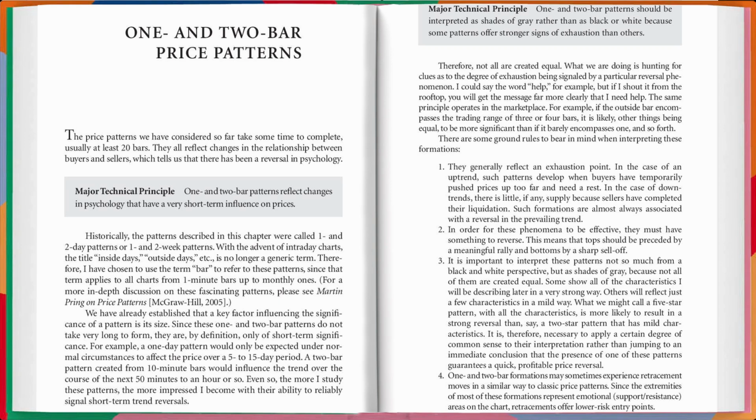It is, therefore, necessary to apply a certain degree of common sense to their interpretation, rather than jumping to an immediate conclusion that the presence of one of these patterns guarantees a quick, profitable price reversal. 4. 1 and 2 bar formations may sometimes experience retracement moves in a similar way to classic price patterns. Since the extremities of most of these formations represent emotional support/resistance areas on the chart, retracements offer lower risk entry points.